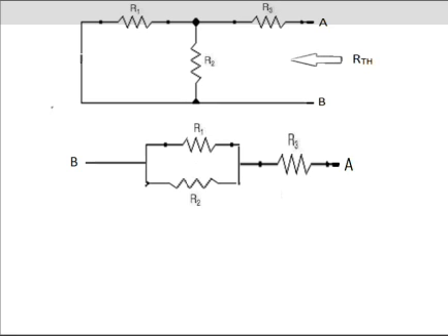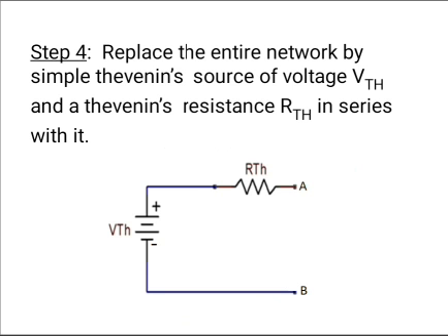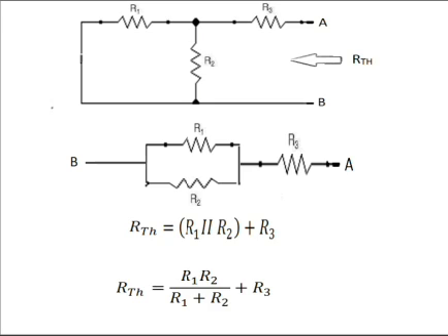The resistances R1 and R2 are connected in parallel. These two are connected in series with R3. That means RTH equals R1 parallel R2 plus R3. That equals R1 into R2 divided by R1 plus R2, plus R3. So, like this, we can calculate the Thevenin's resistance.